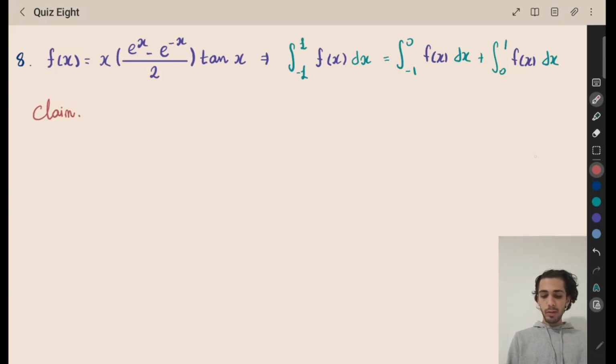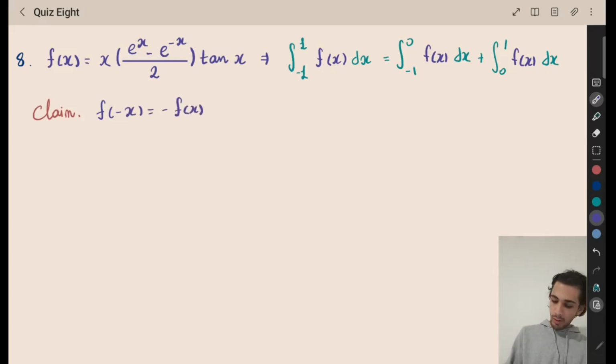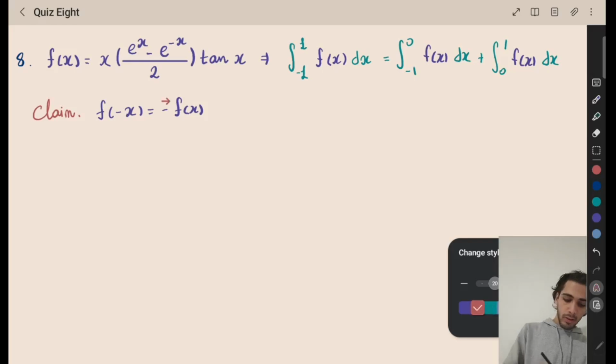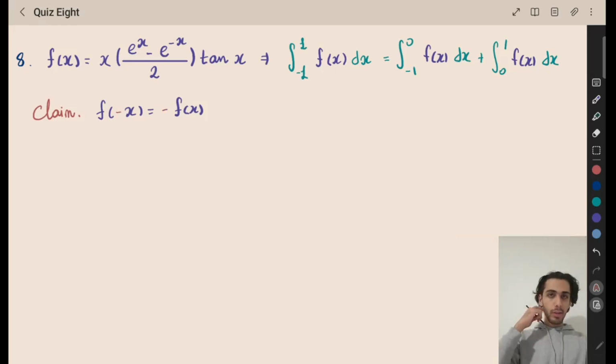So my claim is that this integral will be 0. More specifically, my claim is that f of minus x is equal to minus f of x. Focus on the minus sign. So I can take the minus sign outside, basically, is what I'm saying. Let's test this.